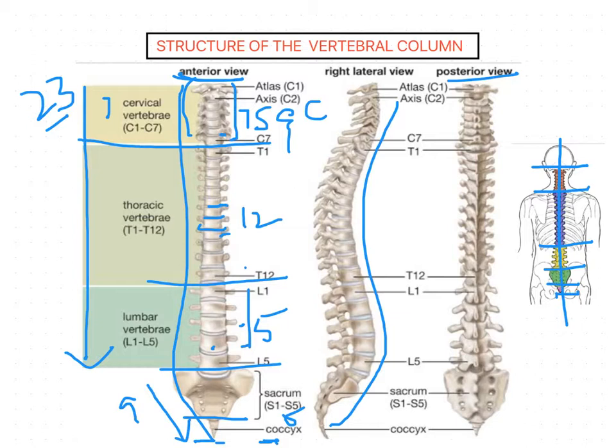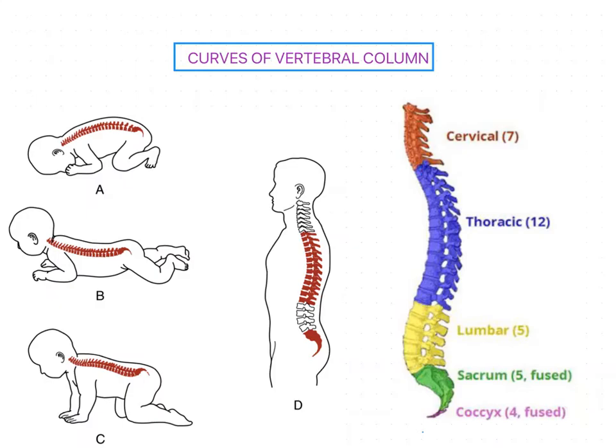If we see the vertebral column in the lateral view or sagittal plane, we find some curves. How many curves are present in an adult vertebral column and how these curves are formed, now we will see.